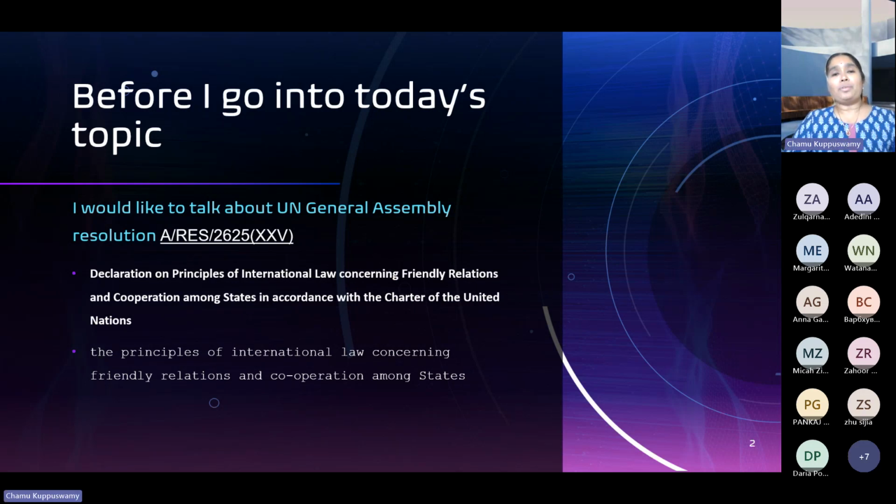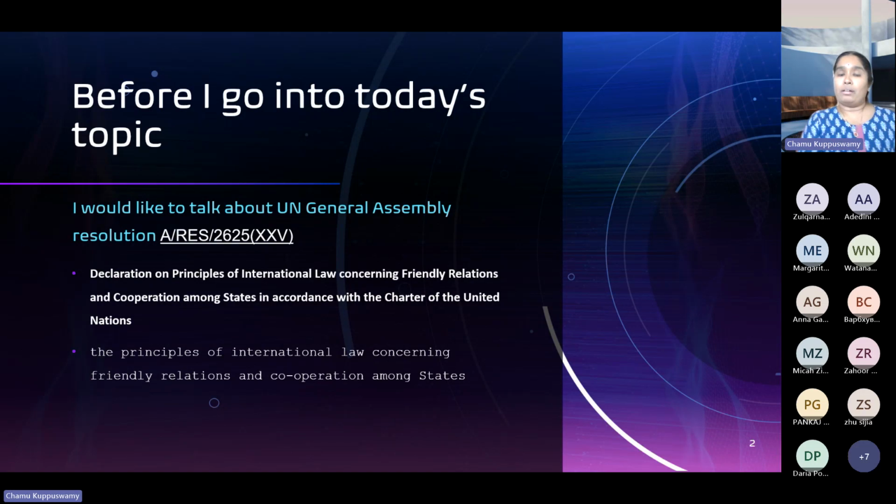So this United Nations General Assembly resolution is on the principles of international law concerning friendly relations and cooperation among states in accordance with the Charter of the United Nations. As those of you who have studied public international law know, the foundation for modern international law is the Charter of the United Nations. So international law in peacetime is really founded through the Charter. And on the 25th anniversary of the founding of the UN, this declaration concerning friendly relations and cooperation among states was adopted in the General Assembly.